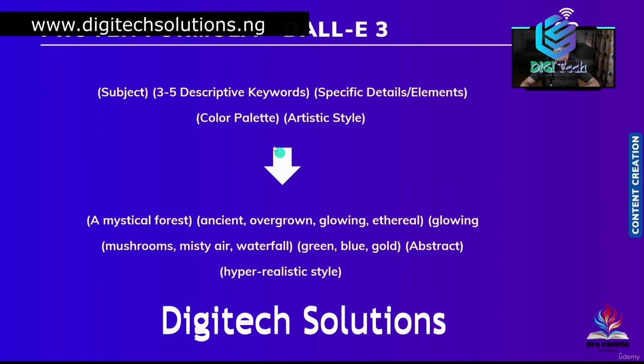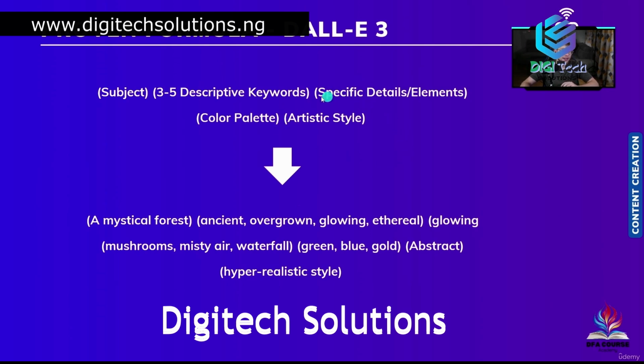So let's preview what we have. Firstly, we have the subject. And there below we've got the example of what we can type inside. So a mystical forest. Afterwards, 3 to 5 descriptive keywords. So ancient, overgrown, glowing, eternal. Next we have the specific details or elements. So for example, glowing mushrooms, misty air, or even a waterfall. So describe the elements that you would like to see on the image. Color palette, so here we can describe the color, so green, blue, gold, or even we can type vivid colors, or something like that.